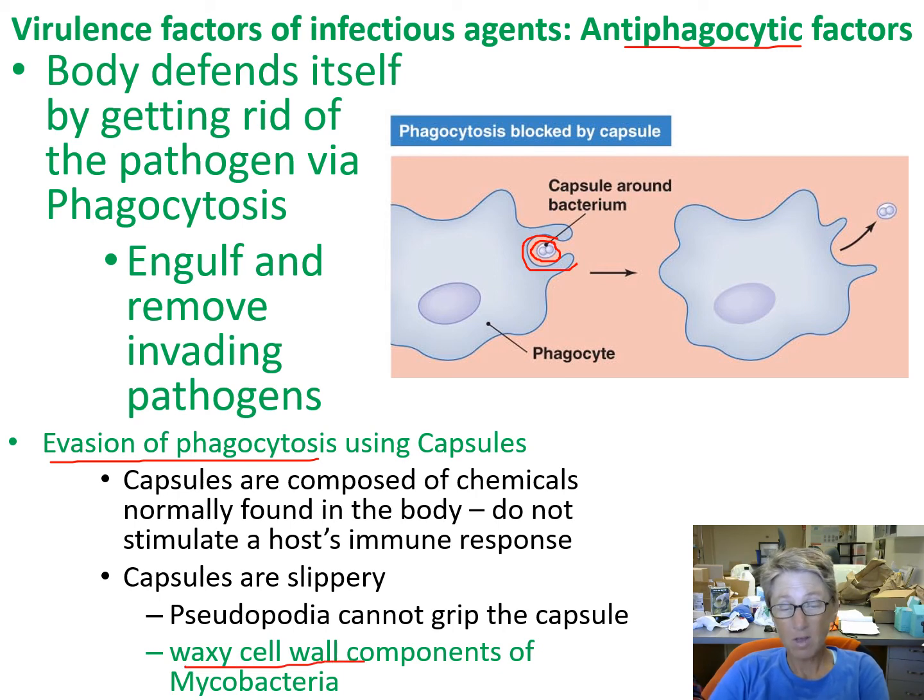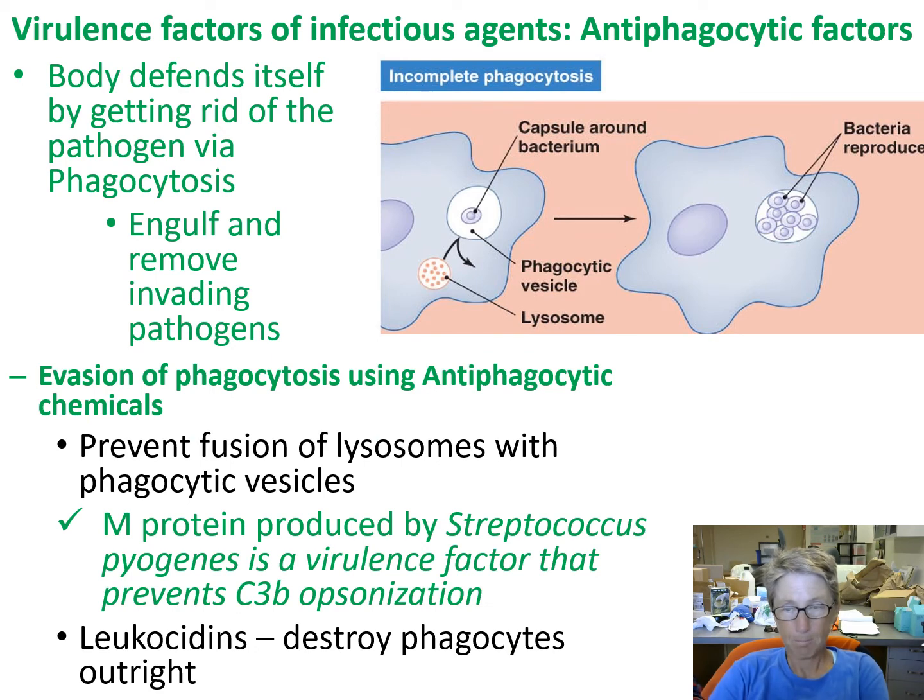The waxy cell wall components of mycobacteria, that's a virulence factor, an anti-phagocytic factor. You can evade phagocytosis if you are a pathogen by using anti-phagocytic chemicals. An example would be M protein, an anti-phagocytic chemical. It's produced by Streptococcus pyogenes.